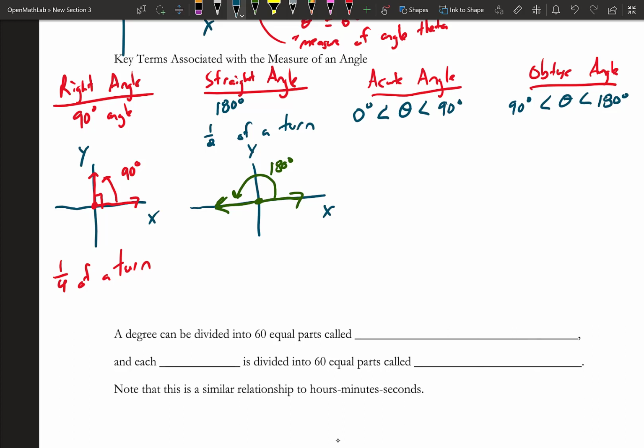So we can draw some diagrams here with these. Here's x, y. Basically we just need an angle in the first quadrant, and that would give me an acute angle. And then an obtuse angle would be an angle in the second quadrant. So there's theta. Then we have a couple of other terms that we can say here.